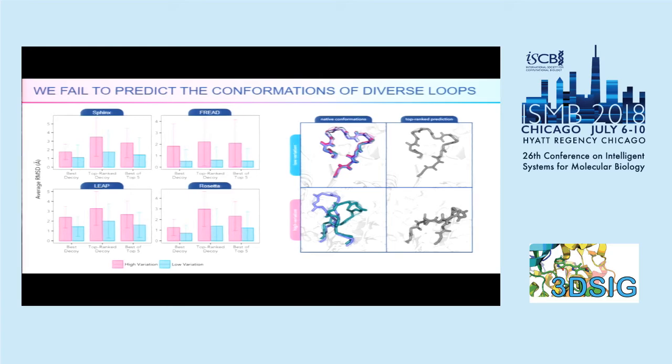And you can see in every single case, the pink bars are the high variation set, and the blue bars are the low variation set, that I am worse at doing the high variation. So it doesn't matter what method I pick, I'm worse in every single case.